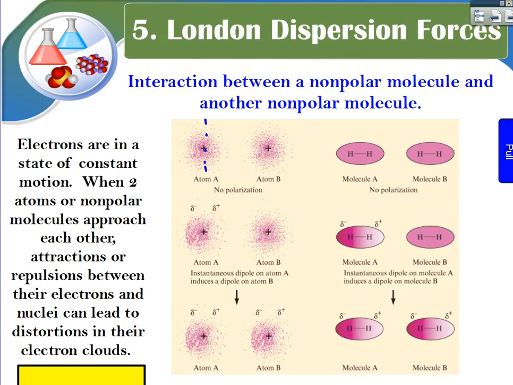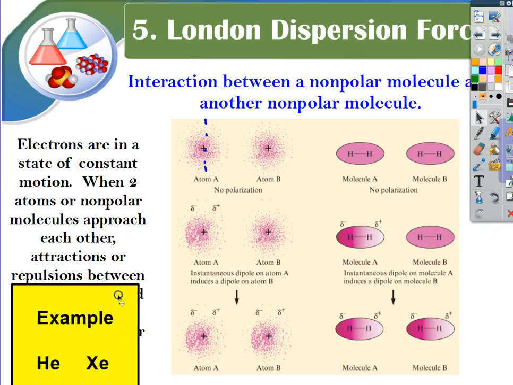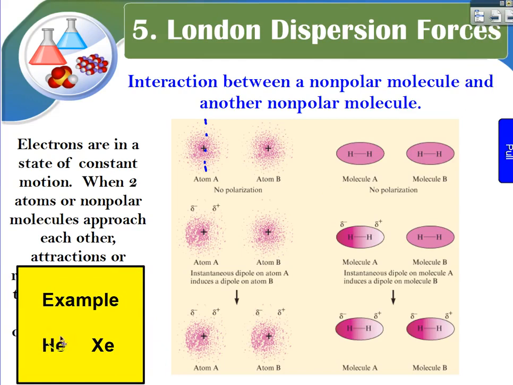Now this is by far the weakest one out of all of them, so this is going to boil at low temperatures. It's not going to hold very strong. But that is the force that's holding them together if something is nonpolar. So here are examples of nonpolar: He, helium, because it's just a single element, or xenon, because that's also a single element, so they're going to be nonpolar.